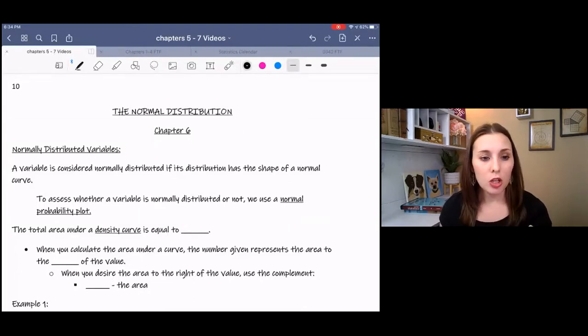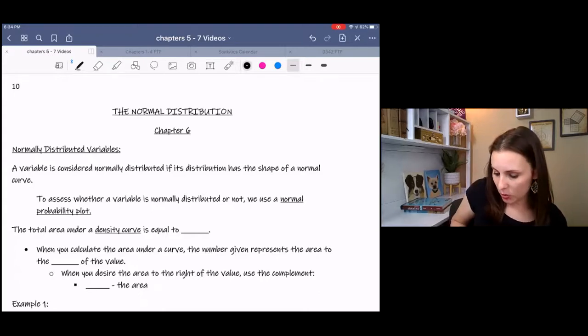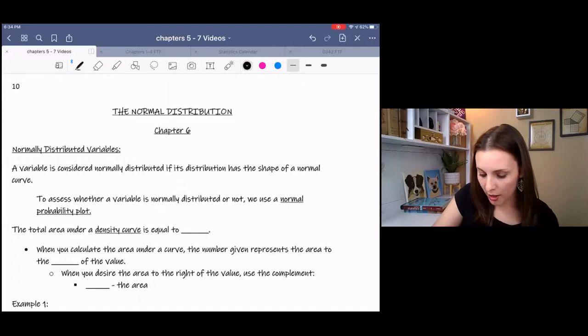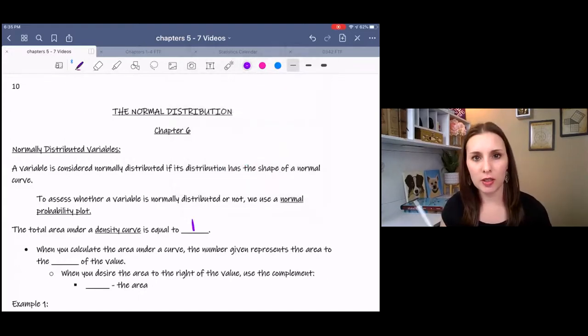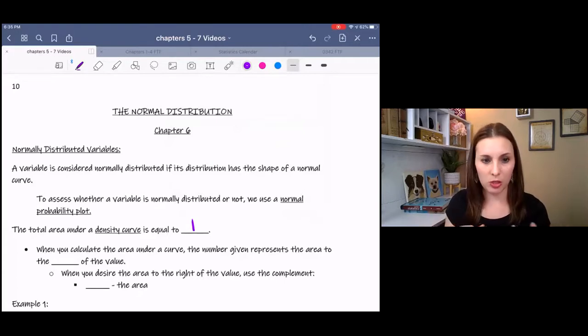The total area under a density curve is equal to 1. So a density curve is kind of another name for a normal curve. A density indicates kind of like a volume or an area, or like you're finding this multi-dimensional type thing. So a density curve gives you the area, basically. I'm trying to word it differently, but I'll just be frank with you, the area.